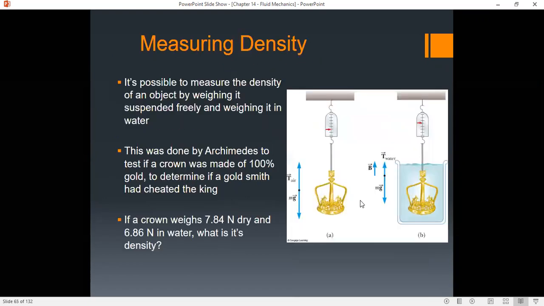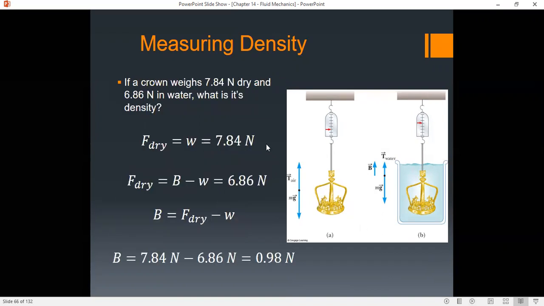As the legend has it, Archimedes was asked by the king to determine whether his crown was made out of 100% gold. The king had suspected that the goldsmith, whom he had given the gold to make the crown, had substituted other metals in there, such as silver, and kept some of the gold for himself. And Archimedes was able to use his principle of buoyancy to demonstrate that, yes, in fact, the crown was not made out of 100% gold. And of course, the goldsmith was executed as a result. This, of course, is a legend. We don't know how true it is.